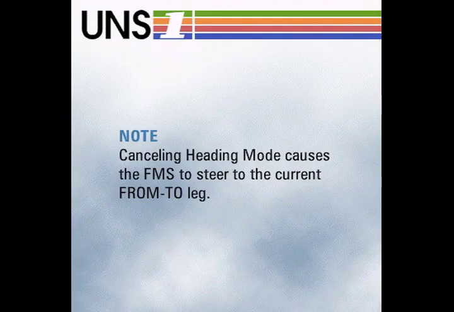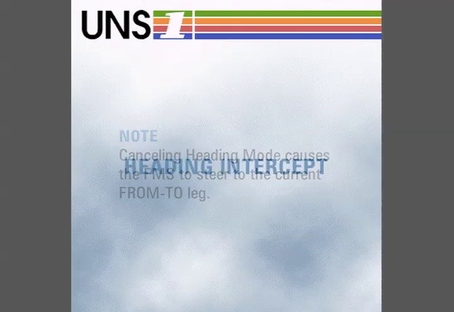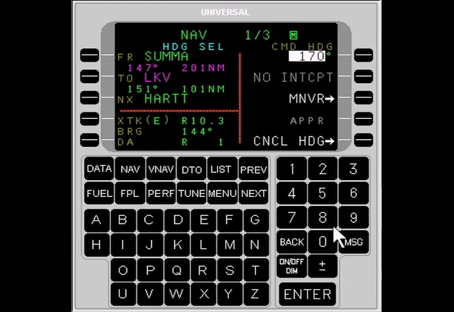Please note, canceling the FMS heading mode causes the FMS to steer the aircraft to the current from-to leg. An intercept heading of up to 45 degrees to the leg is possible and likely. If the heading of the aircraft will intercept the from-to leg defined on the nav heading select page, intercept will appear next to the line select key.